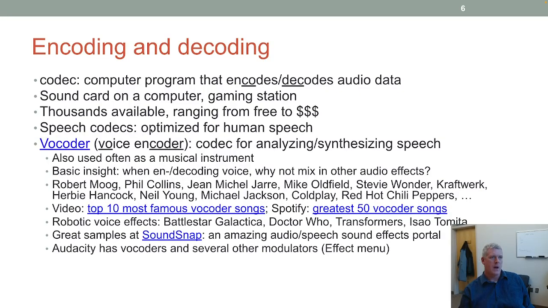And there are some that are optimized for human speech, that don't worry about sounds that are above what we can hear. And a vocoder is a codec for analyzing and synthesizing speech, and it removes some of the data to preserve most of it, but to change it and make it sound synthesized and robotic. And so that was what I just showed you a second ago.